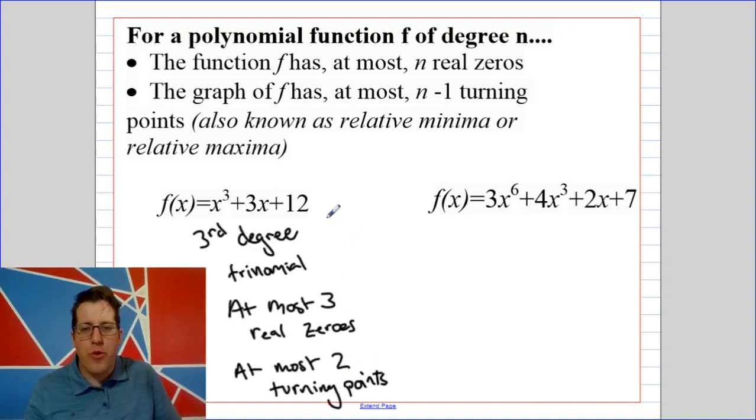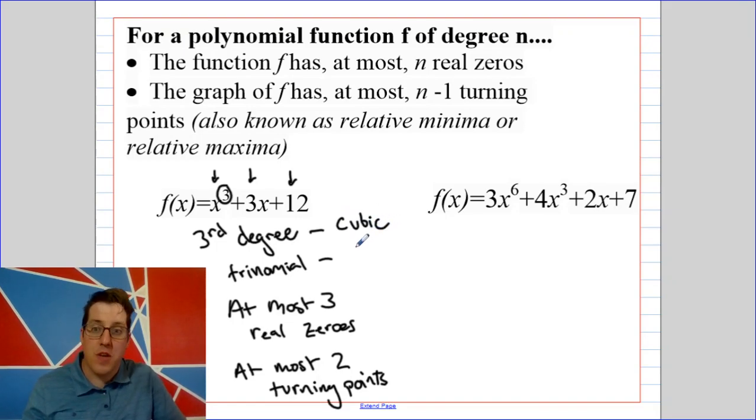So this is a third degree trinomial. It's called a trinomial because there are 3 terms. It's called third degree because that's its highest exponent. A synonym for third degree is cubic, because a cube has 3 dimensions: length, width, and height. At most, this has 3 real zeros, and at most it has 2 turning points.